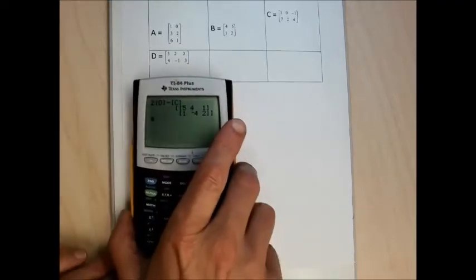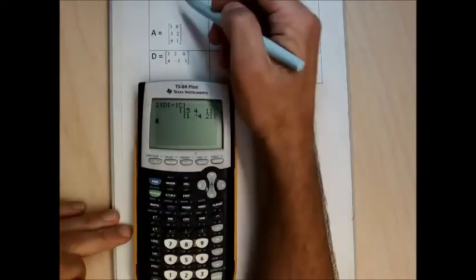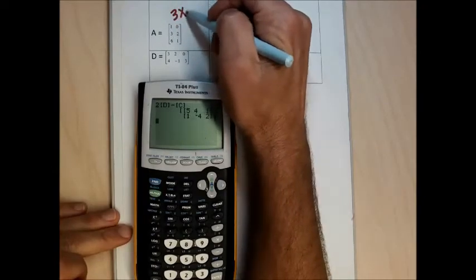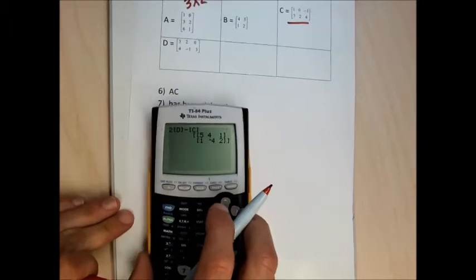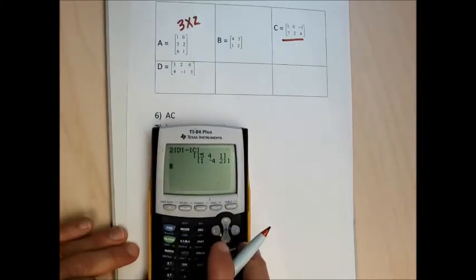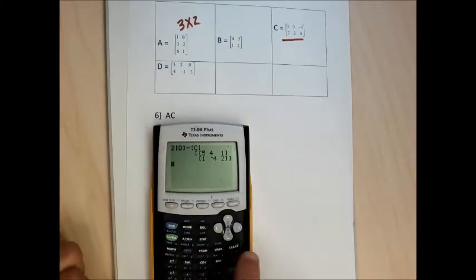Problem 6 is a mess to do by hand. Let me do it on my calculator really quickly. I'm going to enter A on my calculator as a 3 by 2 matrix, and I already have C on my calculator. Once I have A and C entered, I can find AC really easy. So let me do this real quickly.